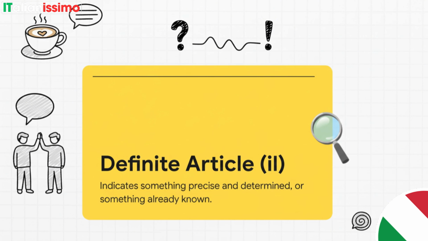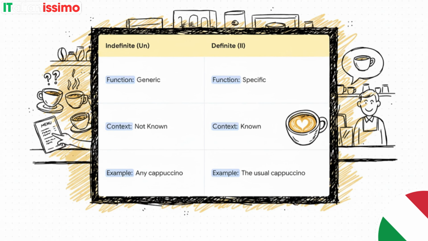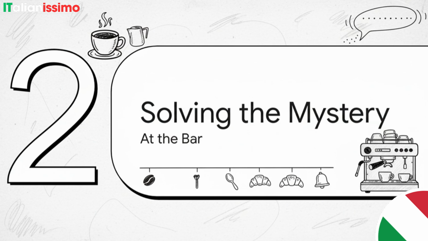So here it is, laid out, plain and simple. Un is generic. The context is unknown. You just want any cappuccino. But il is specific. The context is known. You want the usual cappuccino. And that right there, that is the key that unlocks the whole mystery at the coffee bar.